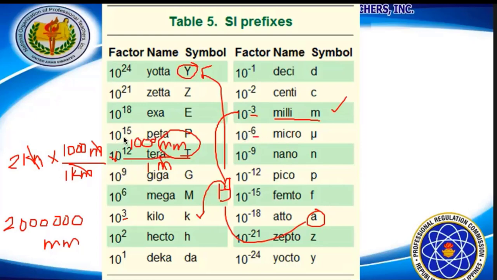Pero pag dito naman sa kabila, hindi. Si gram naman ang maliit. Halimbawa, 1 megagram is 1 million grams. So, eto si grams. Mas maliit siya. Okay? Gets?